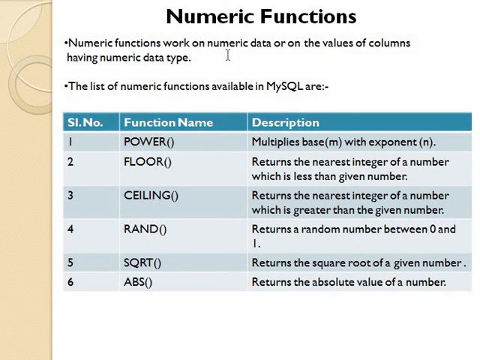Numeric functions work on numeric data or on the values of columns having the numeric data type such as int, integer, float, double or the decimal data type. The list of numeric functions available in MySQL are power, floor, ceiling, rand, sqrt and the abs. I shall explain each of these numeric functions elaborately from the next slide.